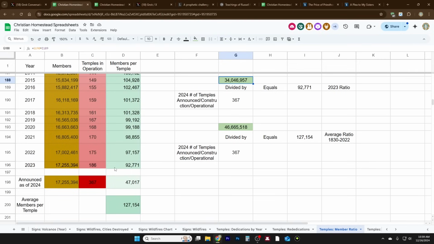Okay, and then the other number, I looked at the overall ratio throughout church history, the average ratio throughout church history. Based on that number, which is higher, 127,000 per temple, if that was going to be the ratio, then the church would have to grow to 46.6 million worldwide. The church membership.